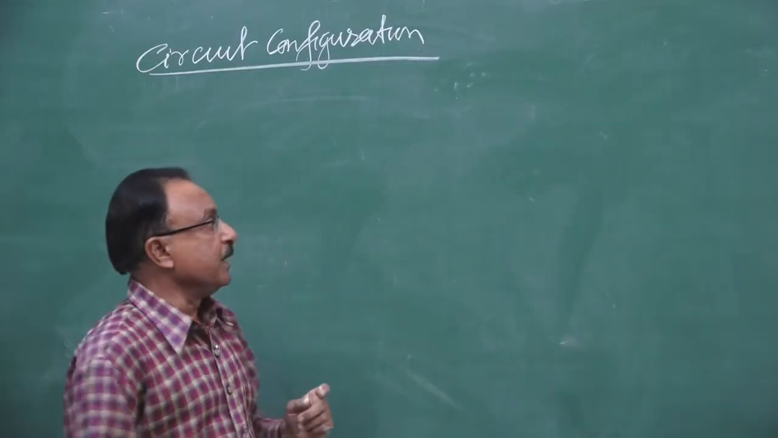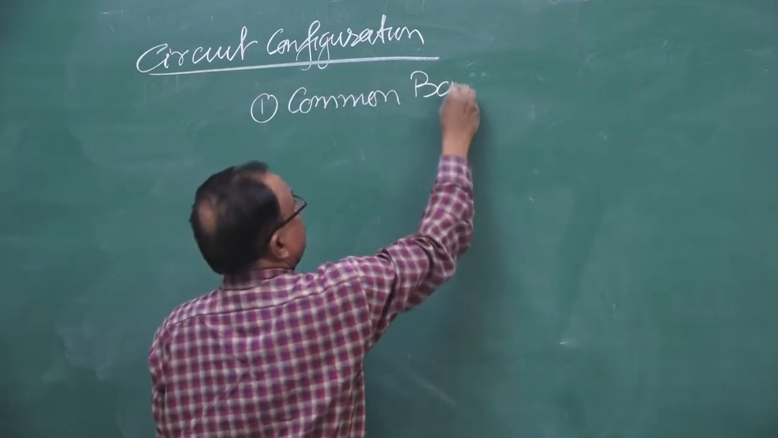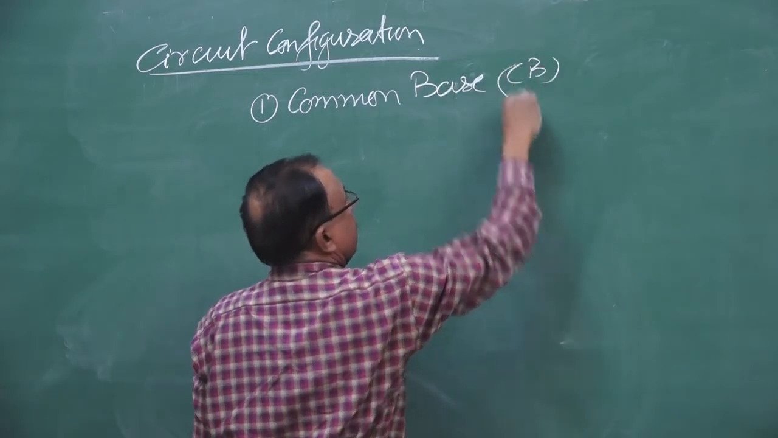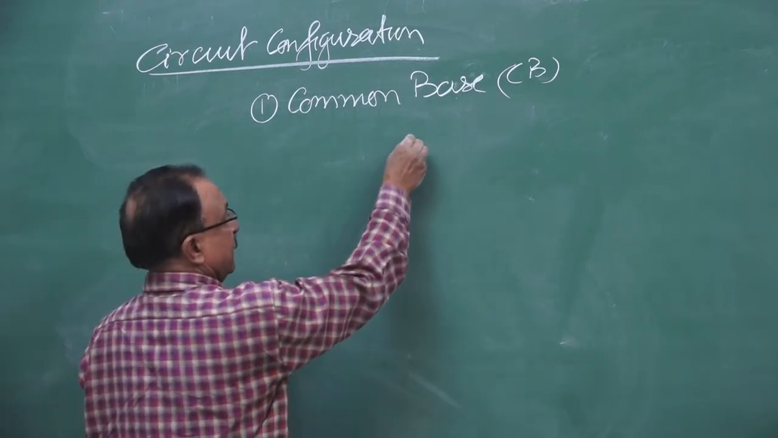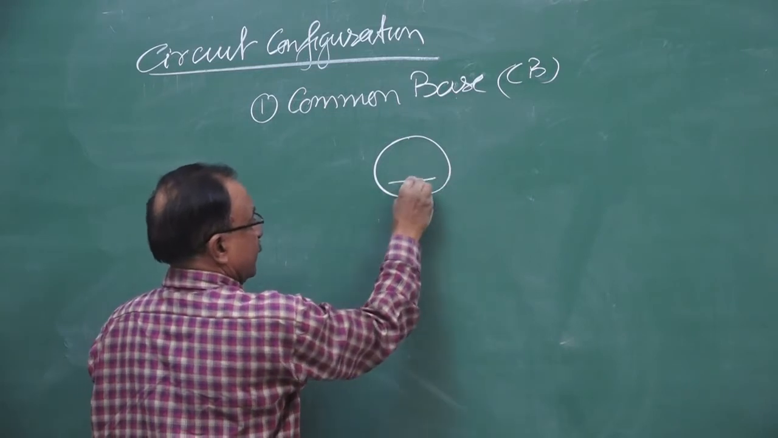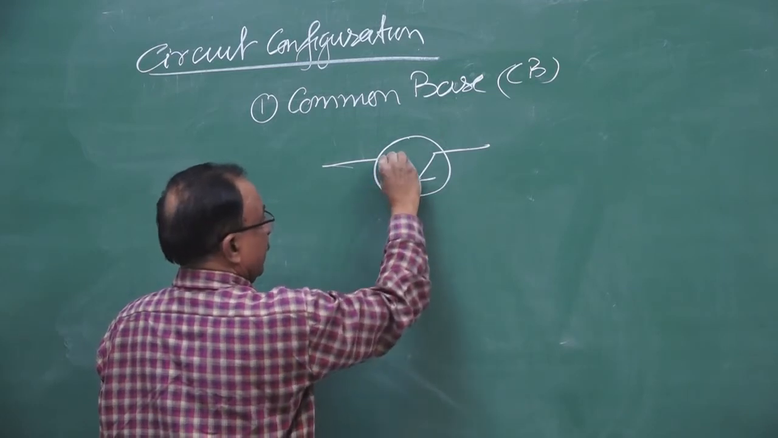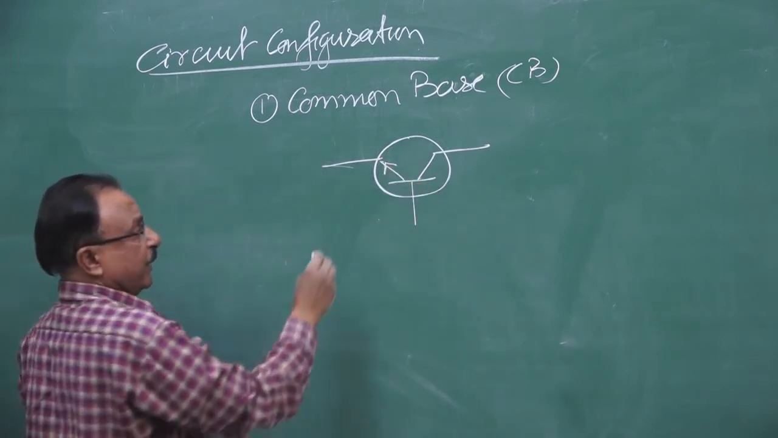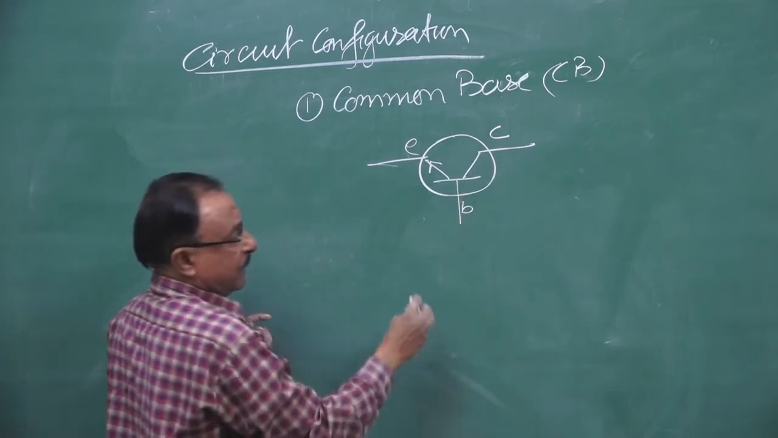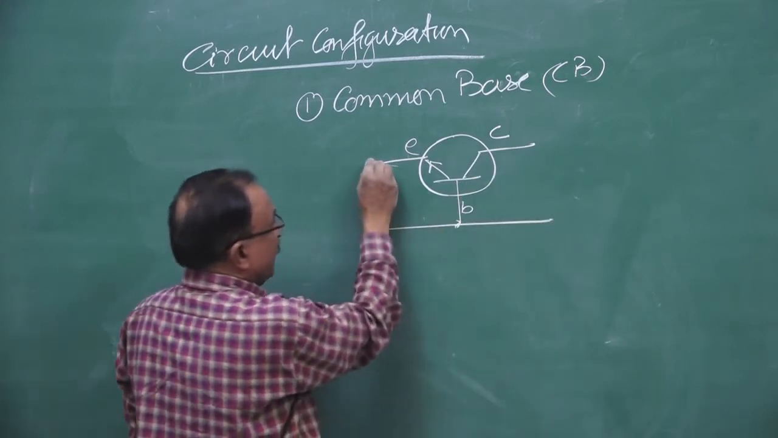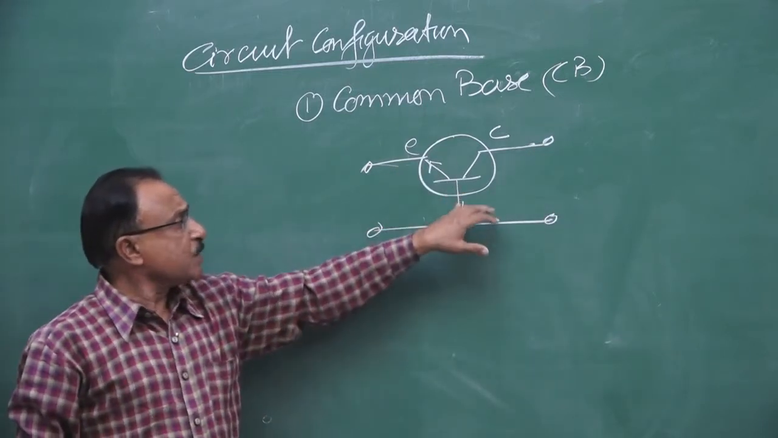The first configuration is the common base circuit, common base, grounded base. Here we make the base common. Now how do we make the base common? What's the circuit arrangement? This is our transistor. Here is an emitter. I make it NPN, current is moving outward. This is the emitter, this is the base, this is the collector. And I make the base common to the emitter and base common to the collector. This is the common base device.